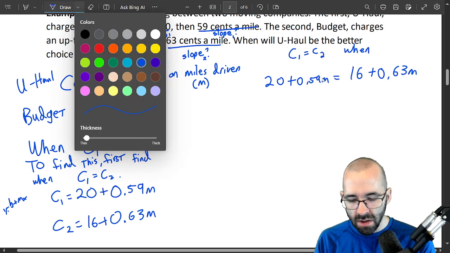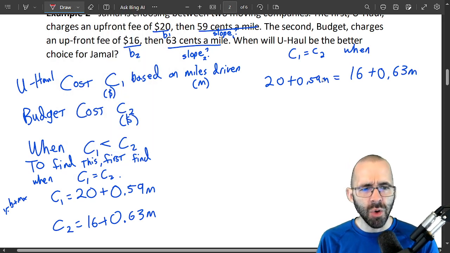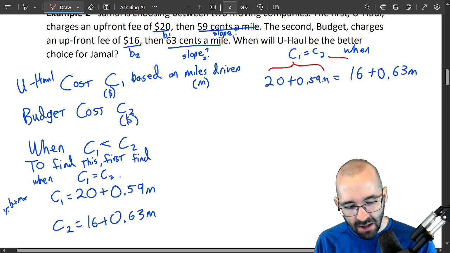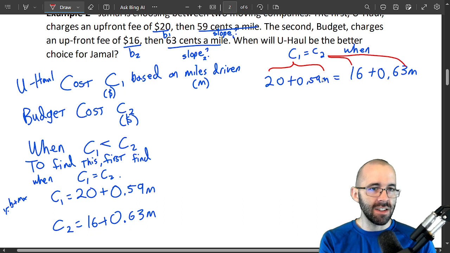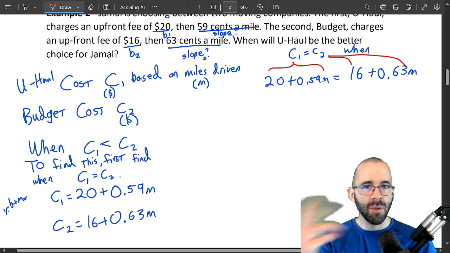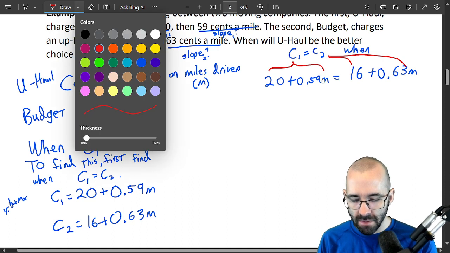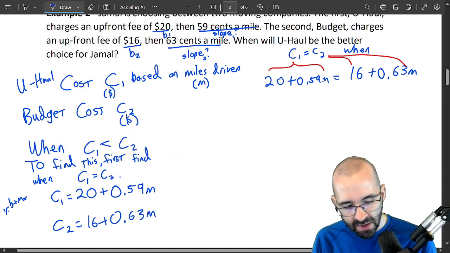So they're equal when what they're equal to is equal to. That made no sense, right? This is C1 right here. This is C2 right here. So C1 and C2 are the same when their right-hand sides are the same. Those mean the same thing. And now we just solve for m.